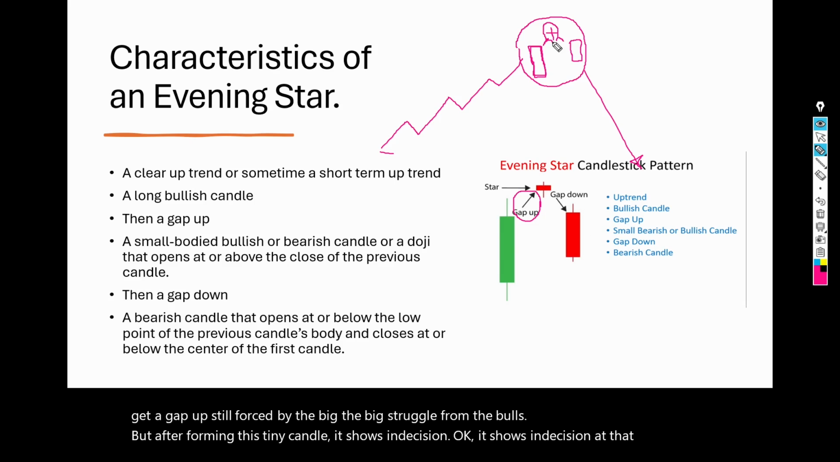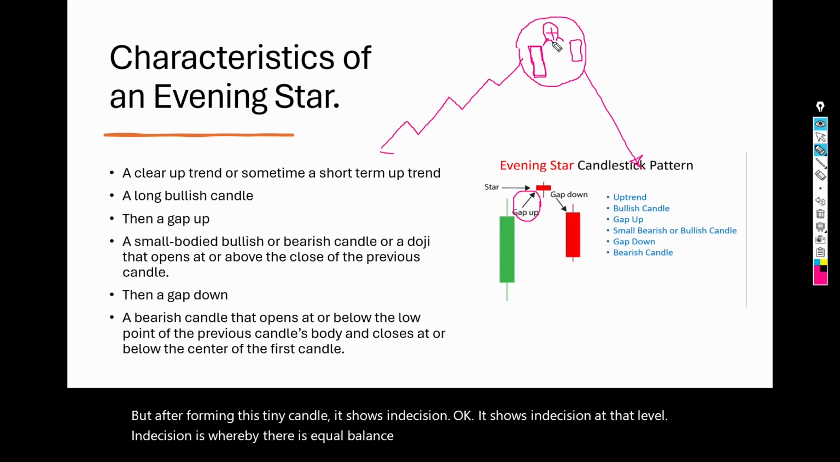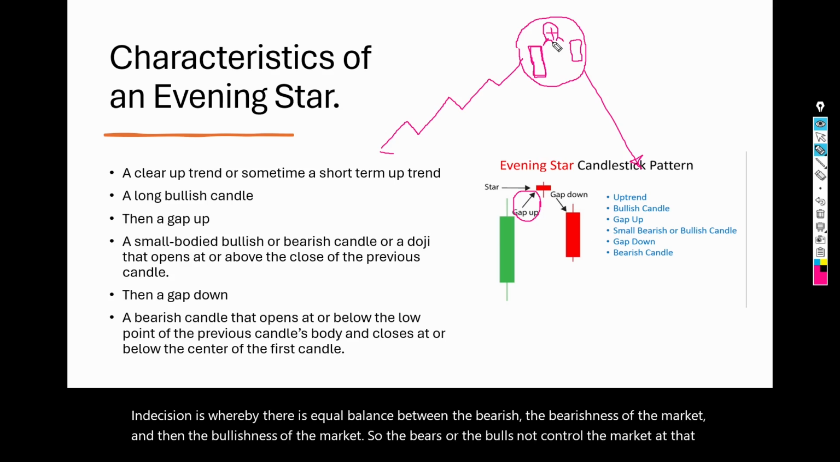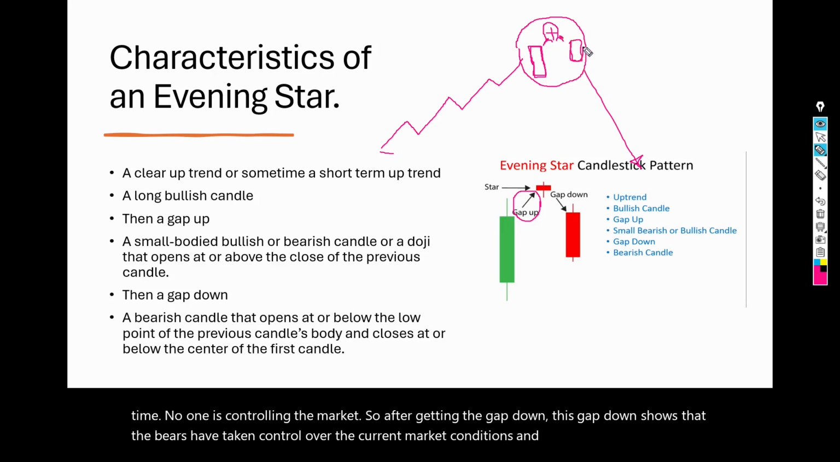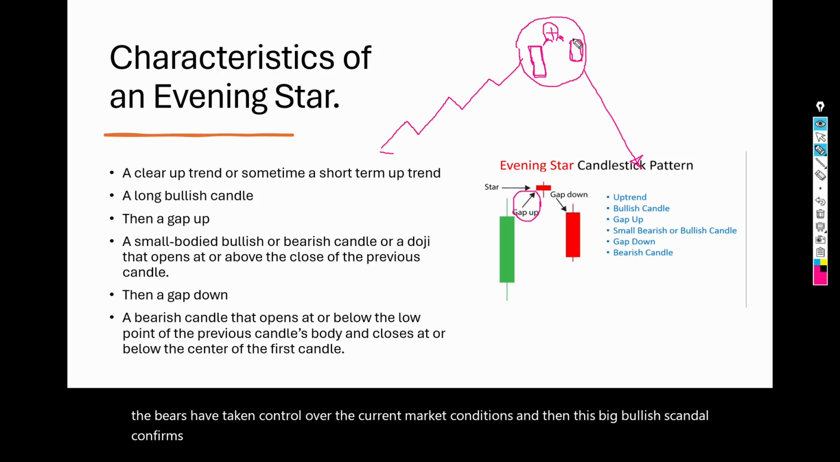Indecision is whereby there is equal balance between the bearishness of the market and the bullishness of the market. So the bears or the bulls do not control the market at that time. No one is controlling the market. So after getting the gap down, this gap down shows that the bears have taken control over the current market conditions. And then this big bearish candle confirms the pattern that now we are going down.